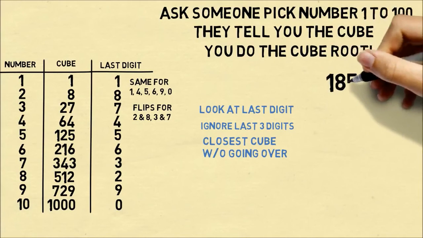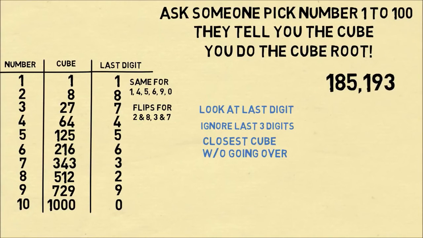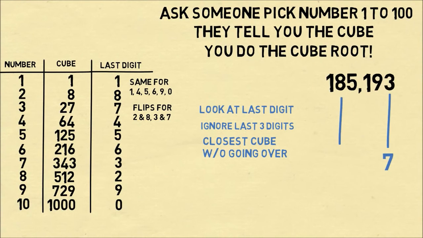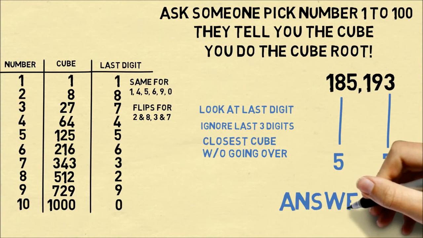Let's do another example. 185,193. We look at the last digit of 3. That corresponds to the number 7, because 3 and 7 flip. Then we ignore the last 3 digits, and we look at 185, and that's closest to the cube of 5 without going over. So that gives us the answer of 57.